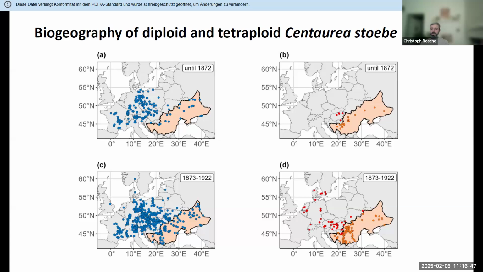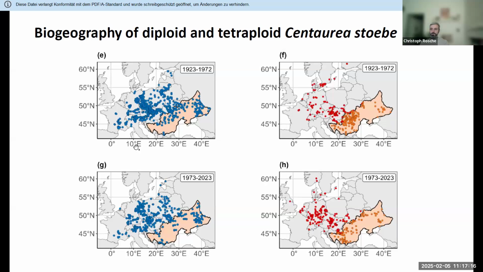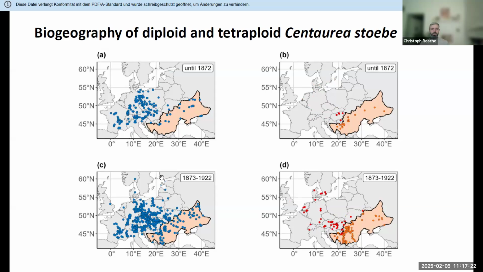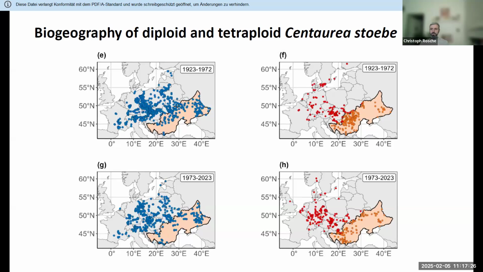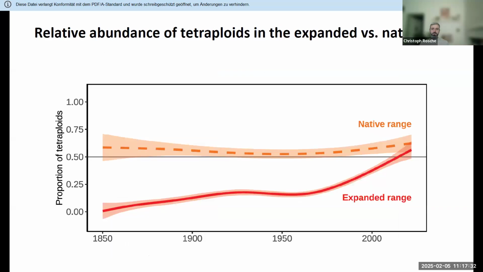We made this assessment without considering a temporal component, meaning that we didn't use the collection dates to define the native and expanded ranges. Only afterwards, we looked at how the two cytotypes have occurred across Europe over 50-year periods. On the left, you can see the distribution of diploids until 1872, followed by the next 50 years, and then two further 50-year periods. What we see is that diploids have a very stable occurrence pattern regardless of the time period. Their distribution appears consistent over time.